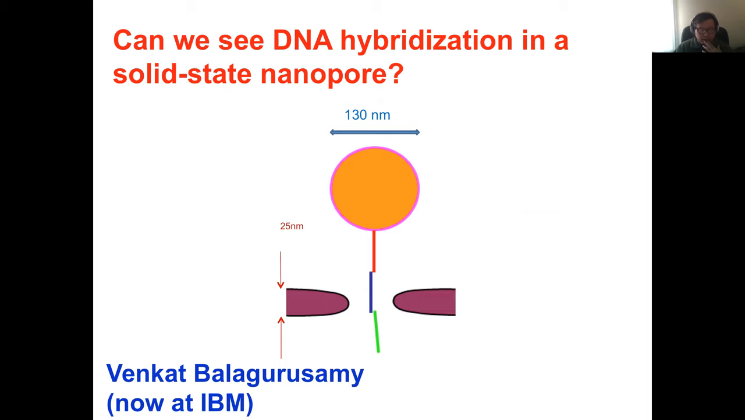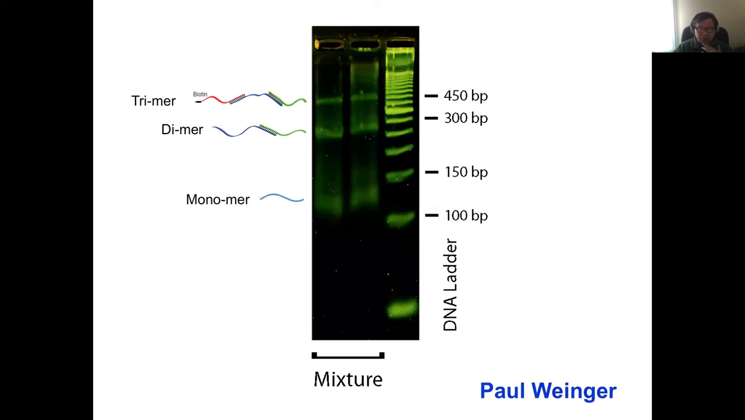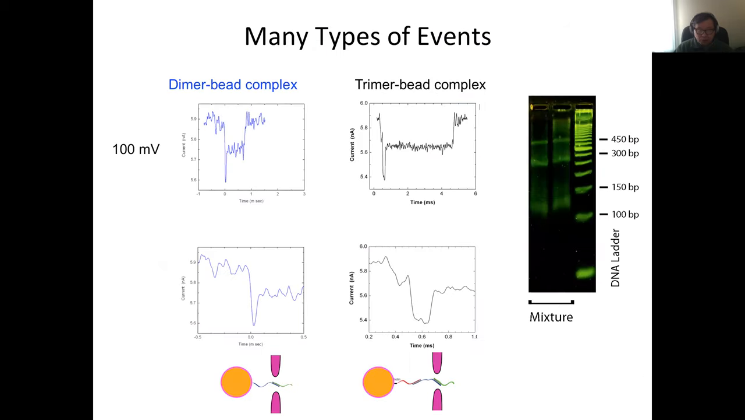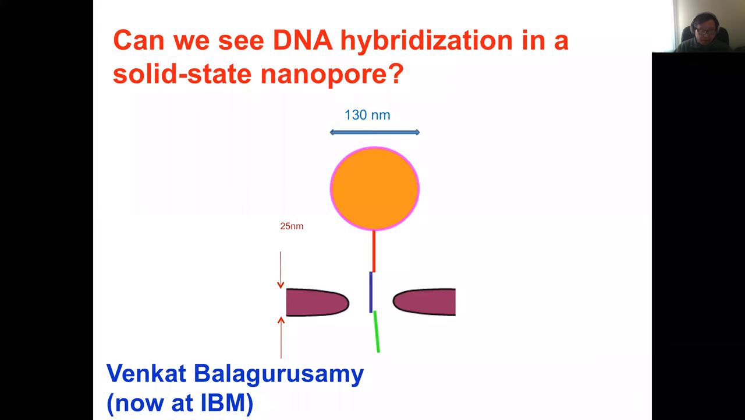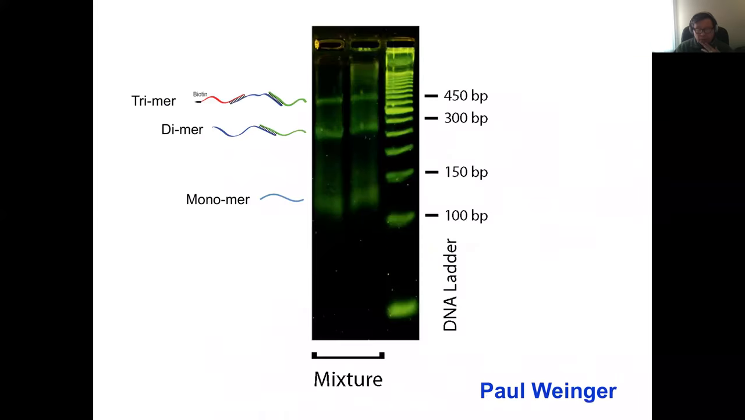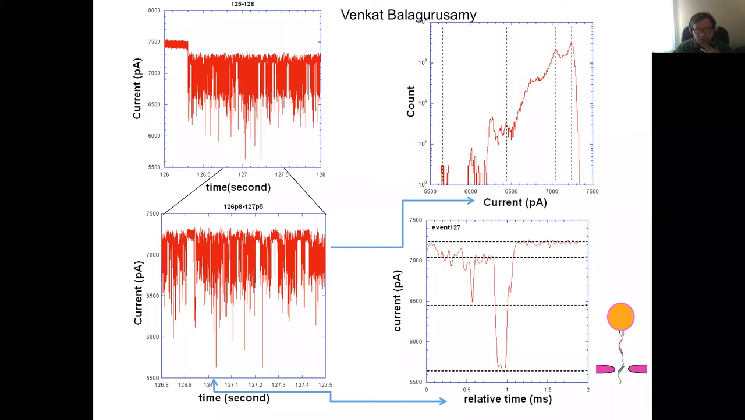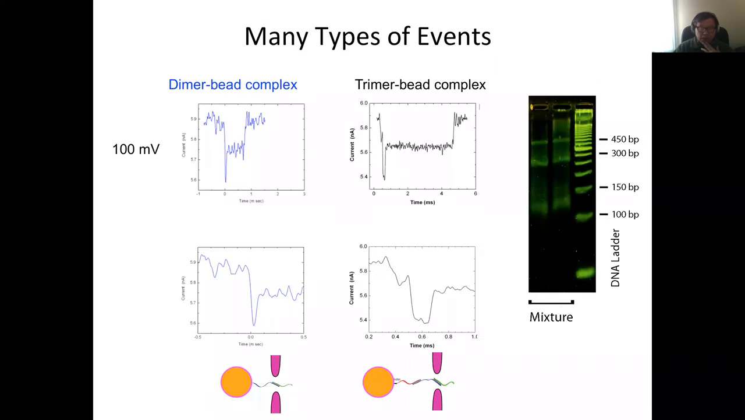And then a former postdoc at Brown, Venkat Balakrishnan, actually did an experiment and proved that this is indeed possible. The paper was published in Nanotechnology. I urge you to read it. The first author is Venkat Balakrishnan. The bottom line is, yes, we can actually distinguish the hybridization event in a molecule. Okay?